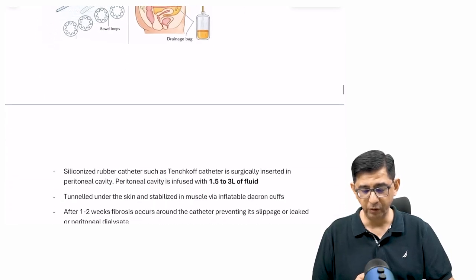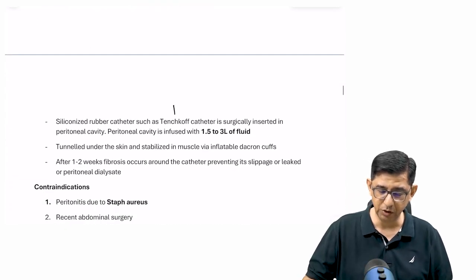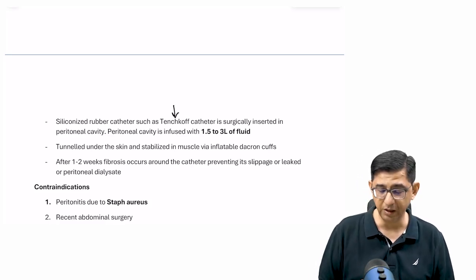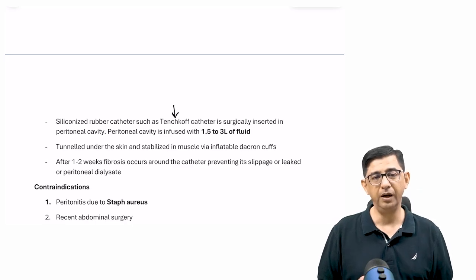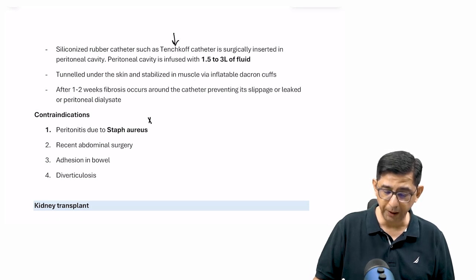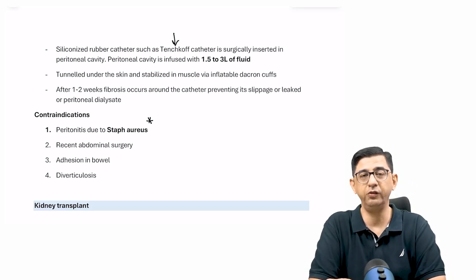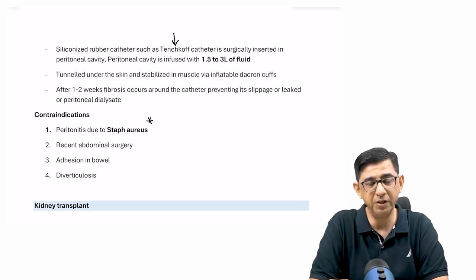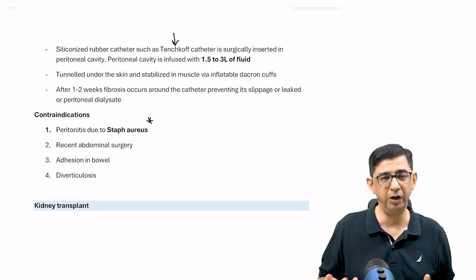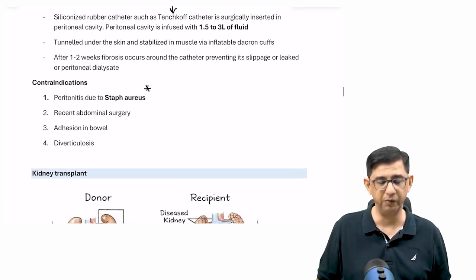And mostly for peritoneal dialysis, the catheter that is used is called the Tenckhoff catheter. This Tenckhoff catheter is surgically inserted in the peritoneal cavity, and the complication that can occur is peritonitis, but not due to E. coli, like in spontaneous bacterial peritonitis in an ascitic patient. This is caused by Staph aureus. And then we cannot do a dialysis if the person is already having a peritonitis, abdominal surgery, diverticulosis, or presence of adhesions in the bowel.